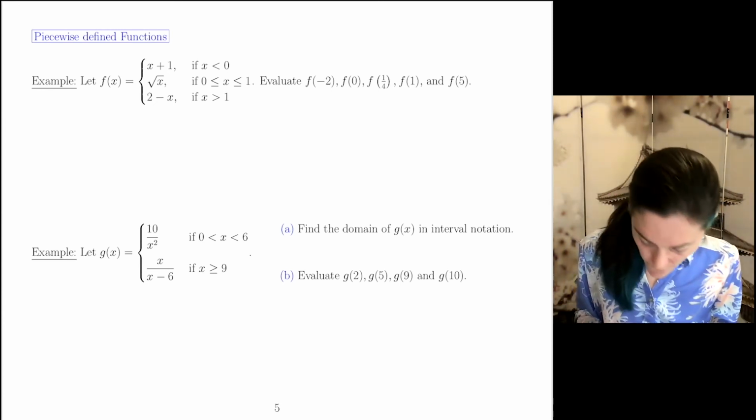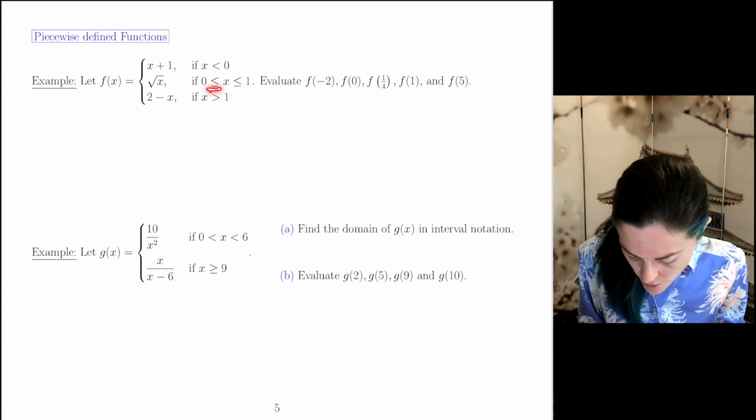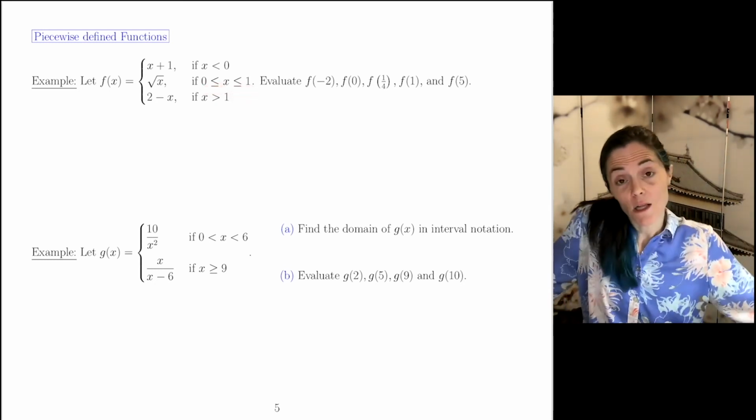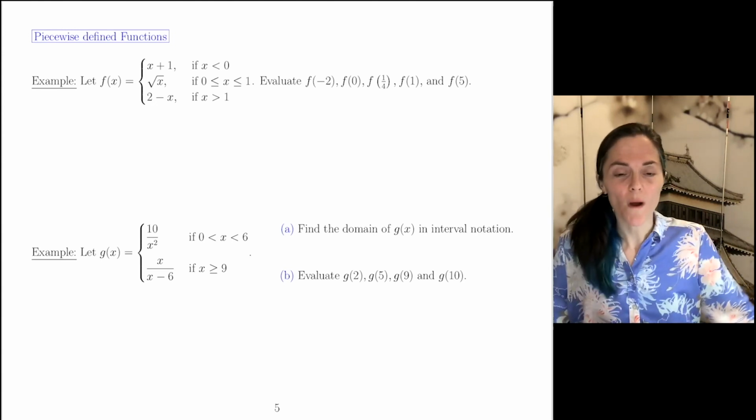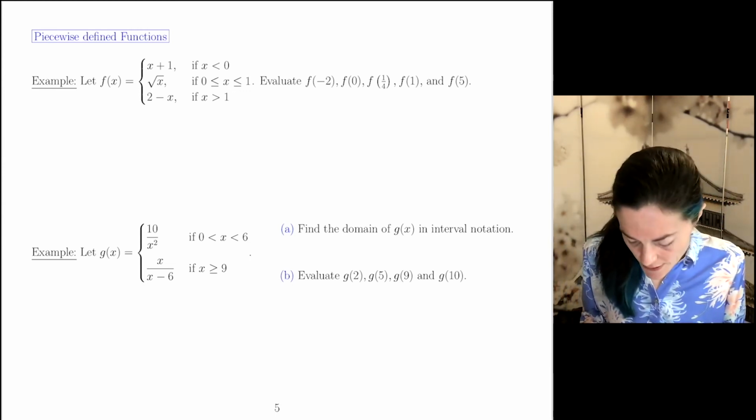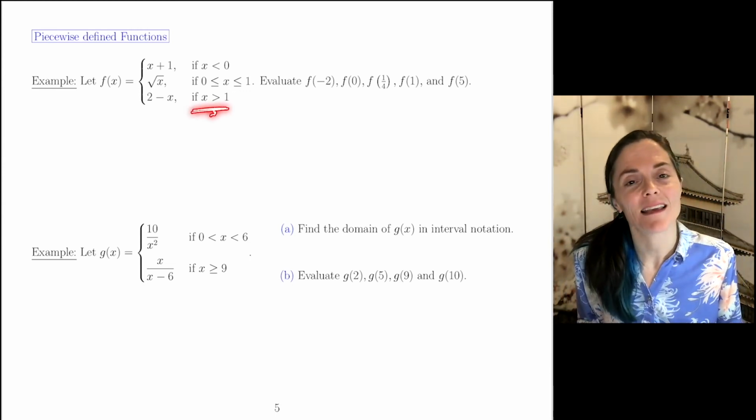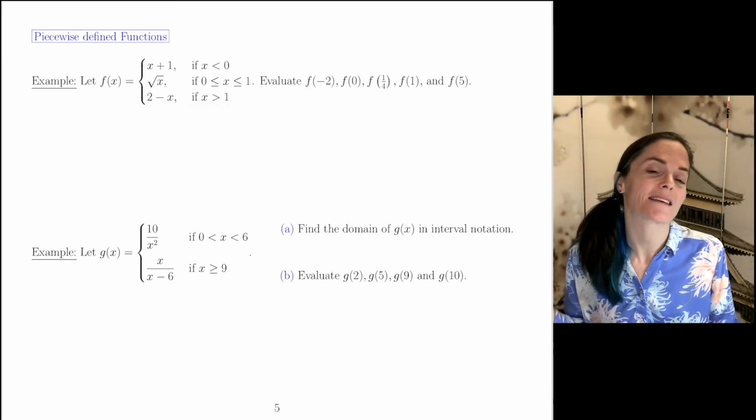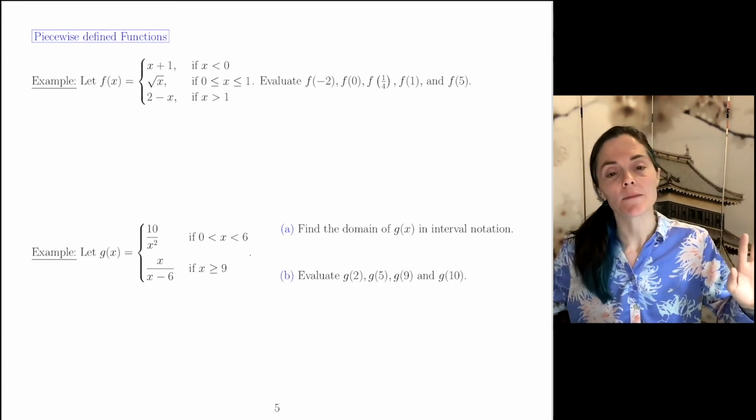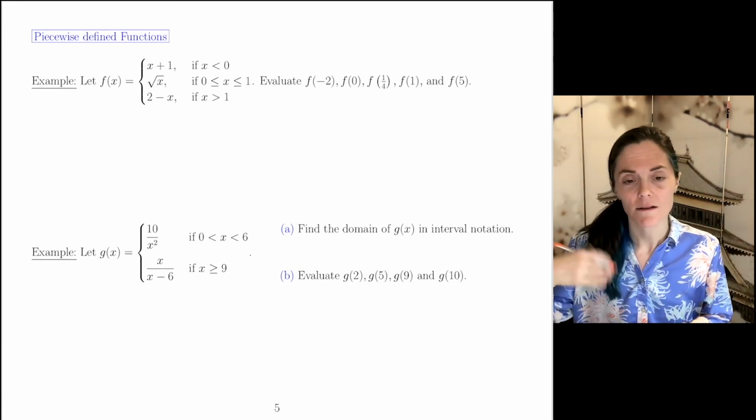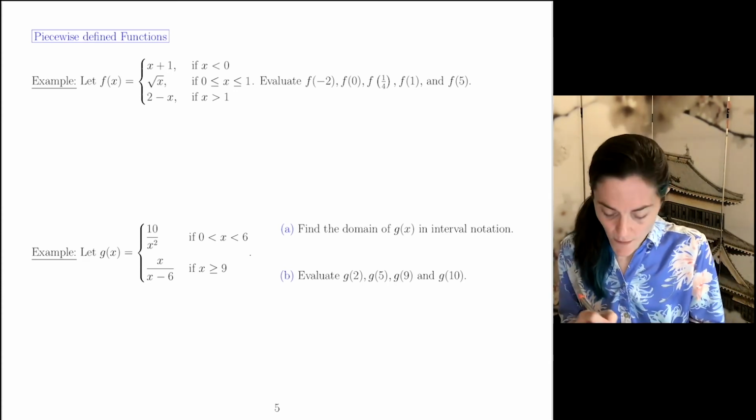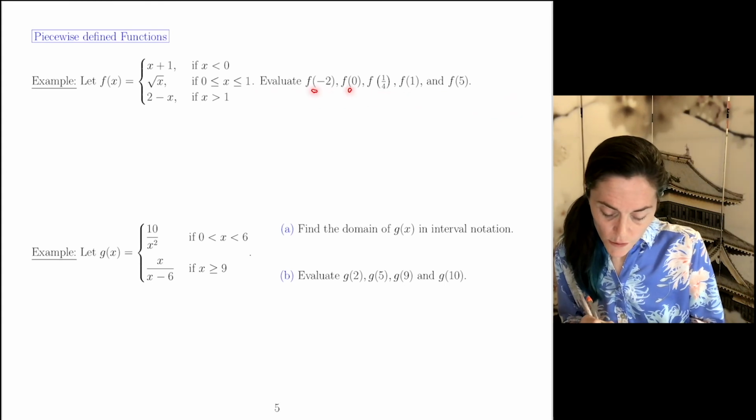But then it also says the following: if you are greater than or equal to 0 and less than or equal to 1, the function is the square root of x. So if you are on that closed interval, 0 to 1, you look up, the function is the square root of x. And the last part is, if x is bigger than 1, the formula for the function is 2 minus x. Similarly, if you're standing somewhere bigger than 1 and you look up, the function will be 2 minus x, that line.